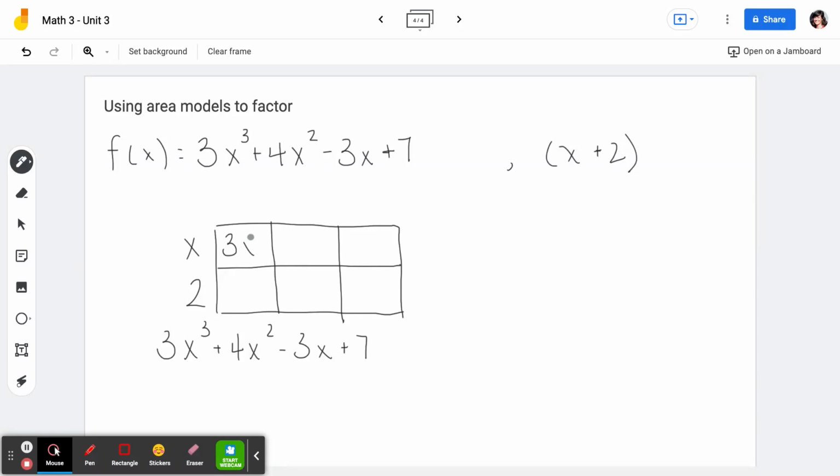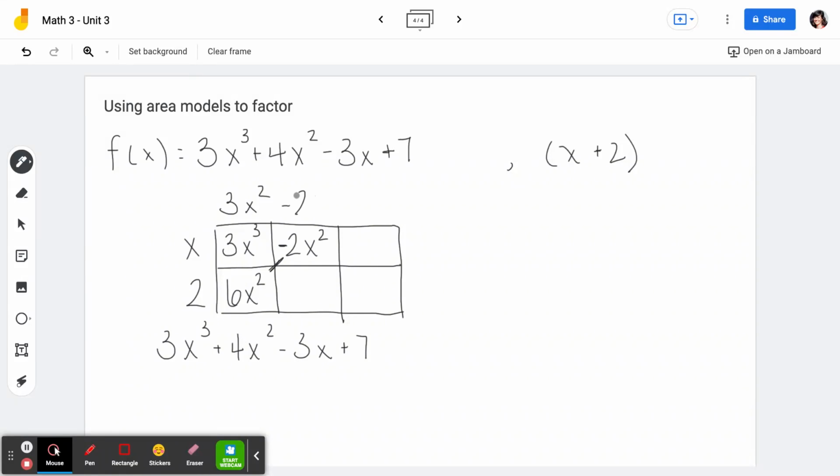So we'll start as always with our first term in our first box. This would have to be 3x squared, since 3x squared times x gives us 3x cubed. Then 3x squared times 2 is 6x squared. Since these two terms need to add up to 4x squared, this term must be negative 2x squared. 6 minus 2 is what gives us 4.